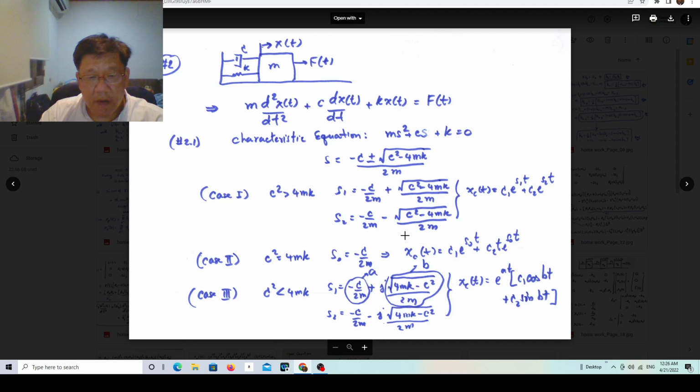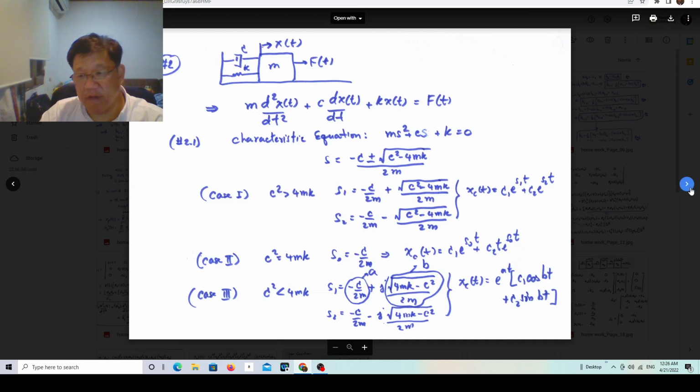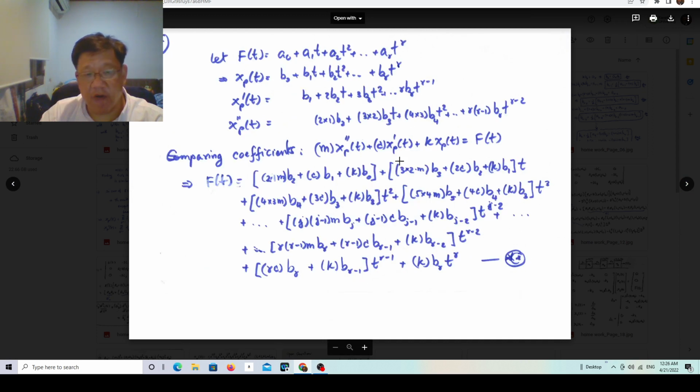Okay. Back to this equation for the left hand side, and then you substitute the force function to the right hand side. Okay, and we perform what we call comparing coefficients on both sides. This one is m times the second-order term plus c times the first-order term plus k, and then the force function f(t) here. This is the left hand side expanded here, and then rearrange the terms.